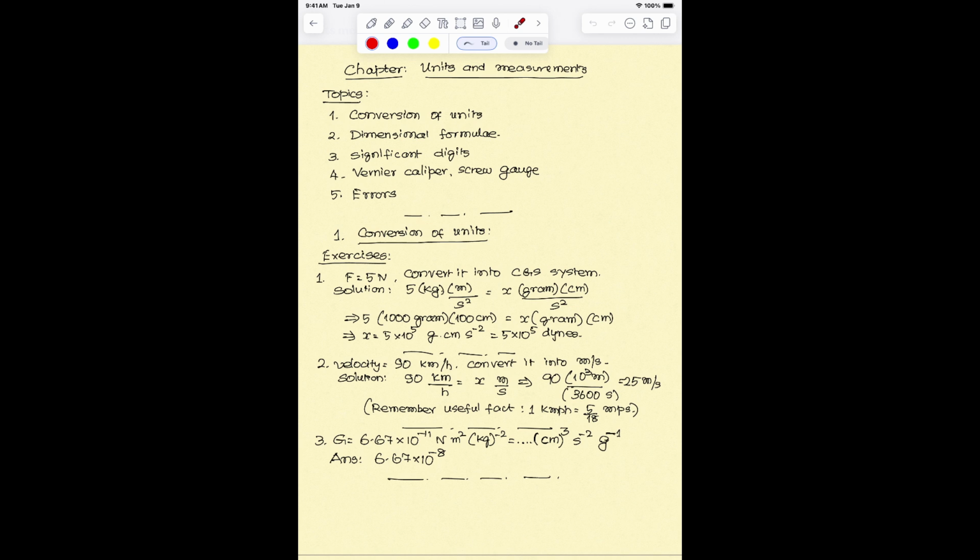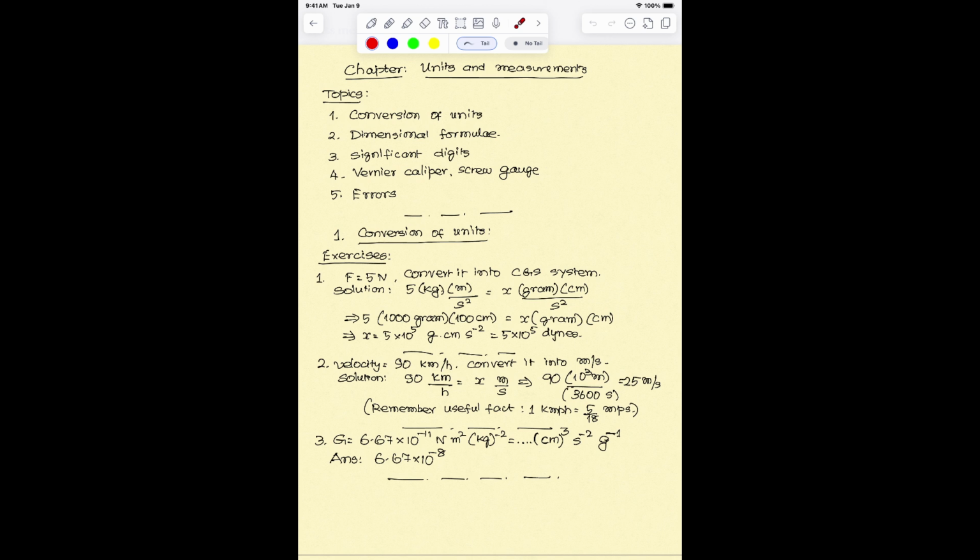Then the next topic is dimensional formula. This is now most important. Very often you will get questions of this particular nature: dimensional formula, units, all the physical quantities, etc. We will learn how to actually solve these questions.